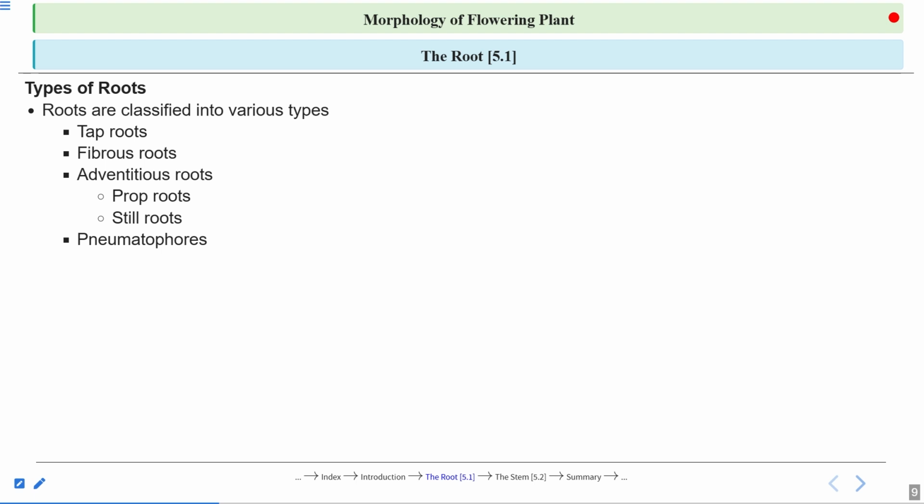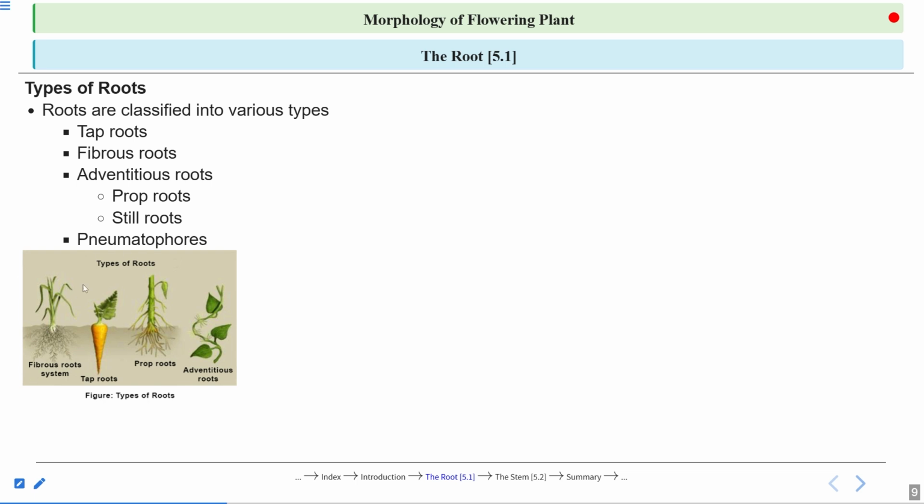Now we will talk about the types of roots. The roots are classified into various types: tap root, fibrous root, and adventitious root. In the case of adventitious roots, we have the prop root and the stilt root. Then we have one very different type of root that is called pneumatophores.